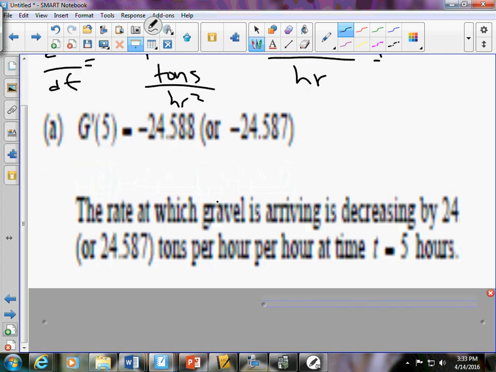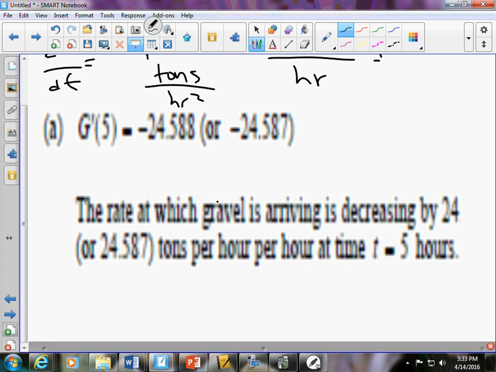Now, they said to explain in context, so that just means the rate at which it's arriving is negative at time 5, right? So is the rate at which it's arriving increasing or decreasing? It's decreasing by time 5. So the rate at which gravel is arriving is decreasing, and even if you didn't say by the amount, it's decreasing by 24.587 tons per hour squared at time t equals 5. Anytime you get the derivative of something as negative, that just means that whatever it's the derivative of is decreasing at that rate. This is for A.